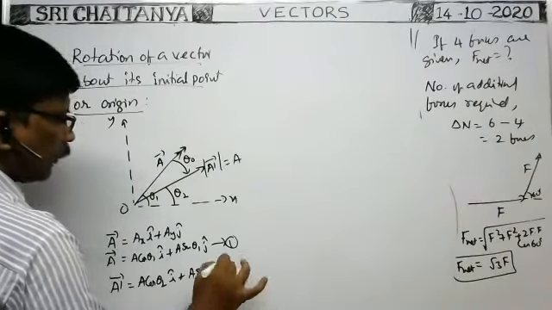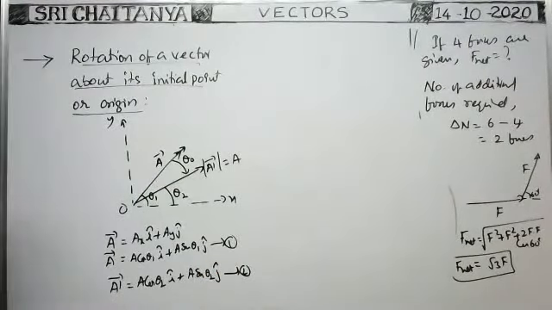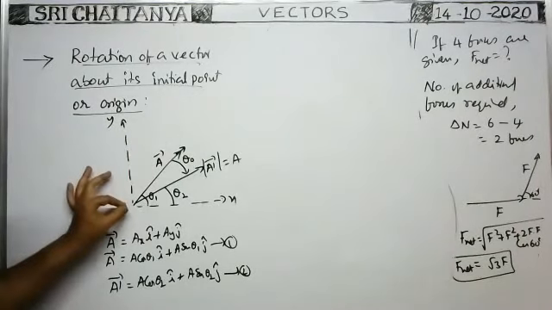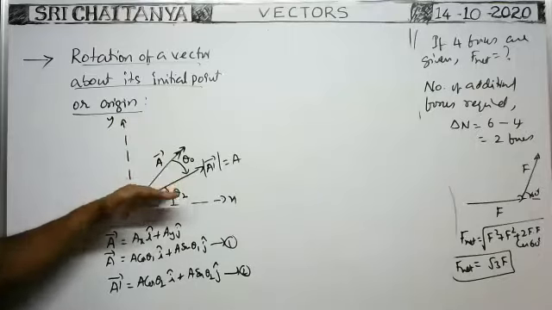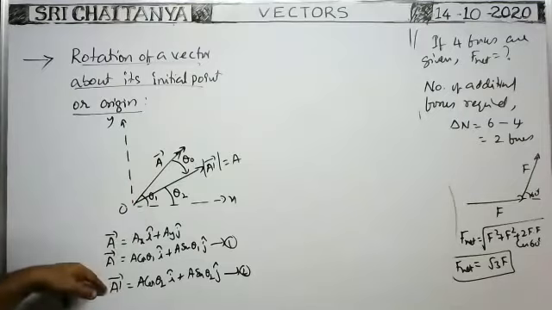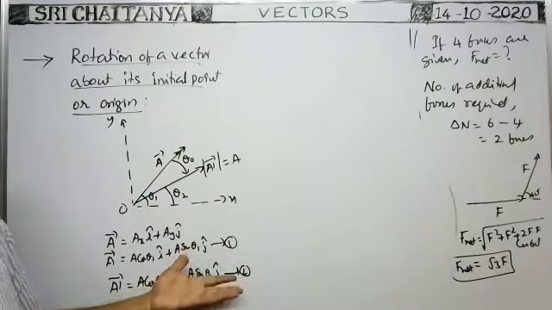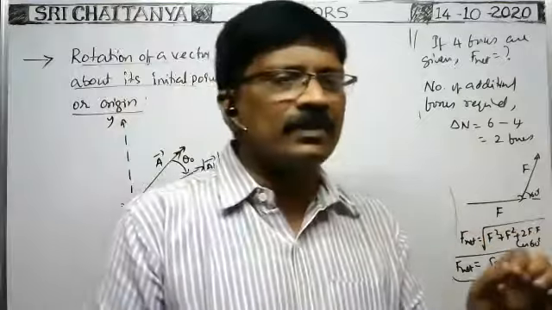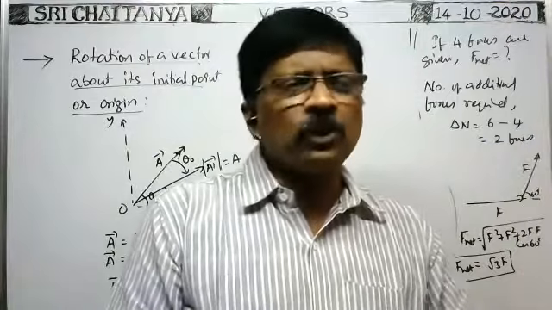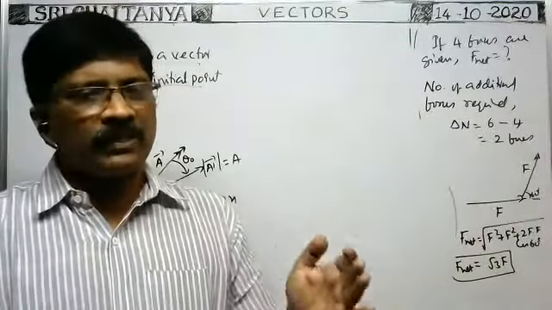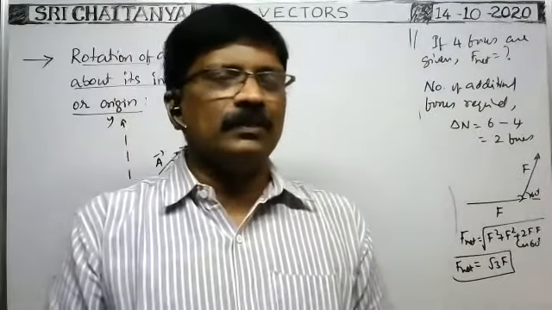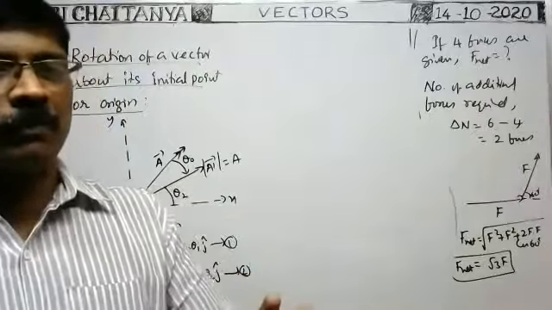So from this what you understood? When the given vector is turned about this origin, or about its initial point or tail point, the magnitude does not change, but as the direction changes, the vector is said to be changed. Initially it was a bar, now it is a dash bar. If the direction changes, the vector has changed. The magnitude does not change.